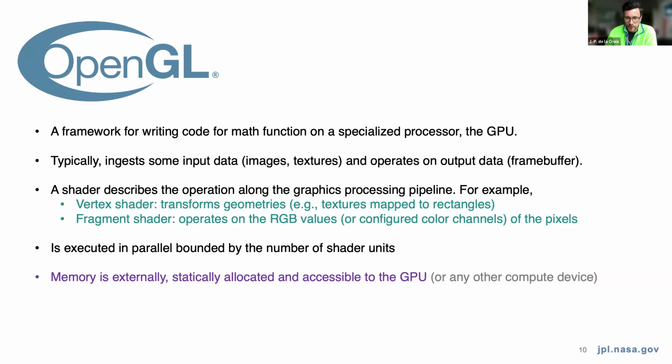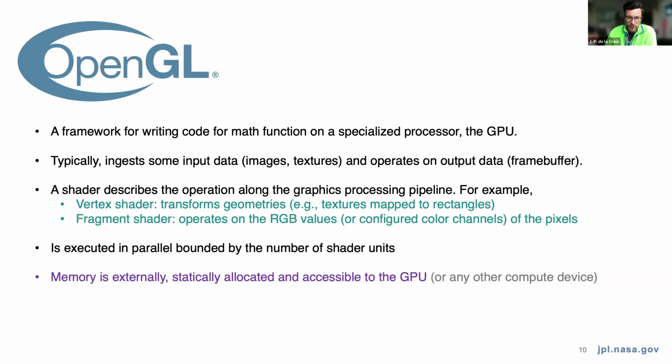The vertex shader typically deals with the geometries, so mapping textures into rectangles, or you can think of it basically as transforming maps into the world space. And then you have the fragment shader, which operates on RGB values, or depending on how you configure OpenGL, different kinds of color channels. But effectively, those are values at each pixel, which you can think of as a cell in the map. And the nice thing is that with all of these operations, there can be many shaders on the GPU, so you can execute this in parallel very efficiently.